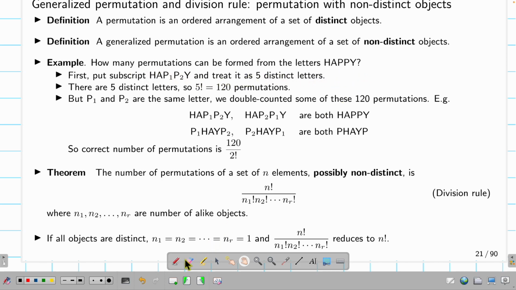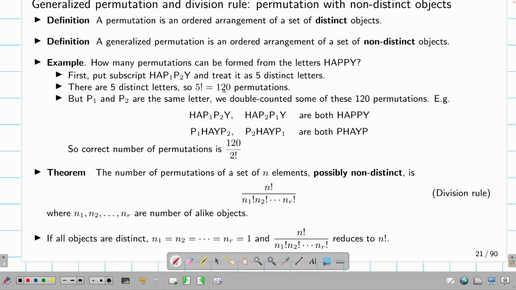Here's the trick. You first treat the two P's as distinct letters, so you add a 1 and a 2 subscript. Now P1 and P2 are different things. How many permutations of this HAPPY? You have 5 letters, so there are 5 factorial permutations for this.